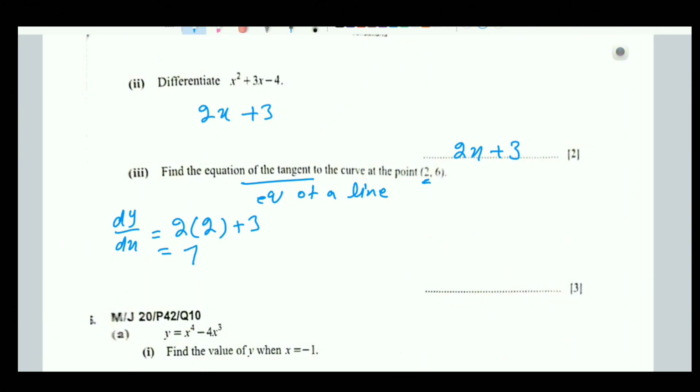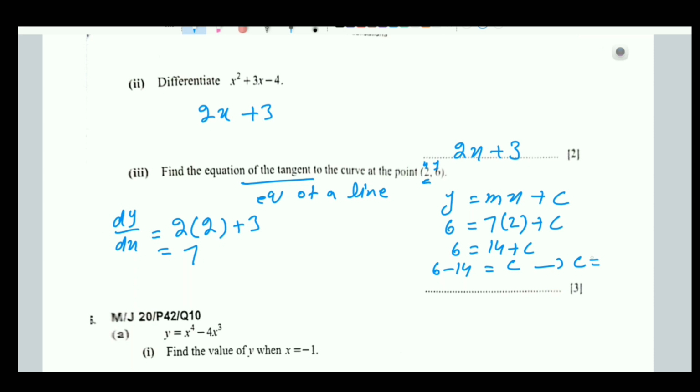You have to find the equation of the line or equation of a tangent. So y is equal to mx plus c, you got the value of m. Now how to find the value of c? X and y, you know, this is x, this is y, and you know m. Y is equal to mx plus c. Y is 6, m is 7, x is 2, c as it is. 6 is equal to 14 plus c, and c is equal to 6 minus 14, and 6 minus 14 is minus 8.